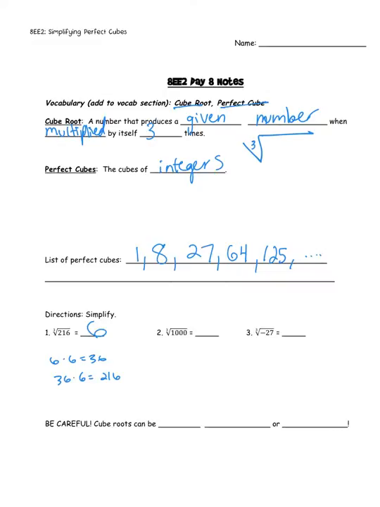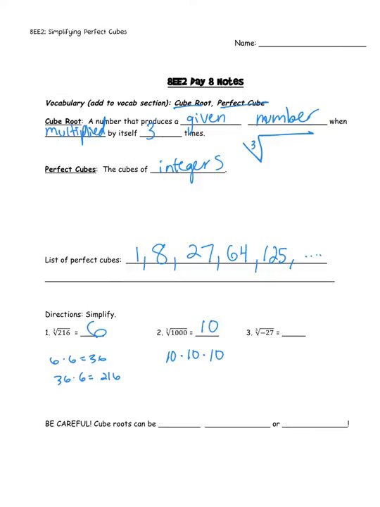Okay, next question. The cube root of 1000. What number times itself 3 times would be 1000? And so if you start to think backwards, 10 times 10 is 100, times another 10 would be 1000. So my cube root here is 10.